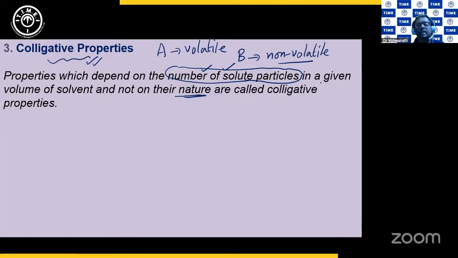Now, these are in a given volume of the solvent, right? The solvent is fixed. Those properties are called colligative properties. Colligative means collection. Collection of what? Solute particles. So when the collection is the same, the properties are also the same, also having the same values.